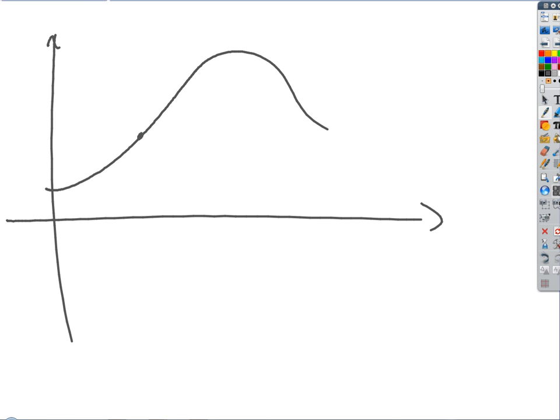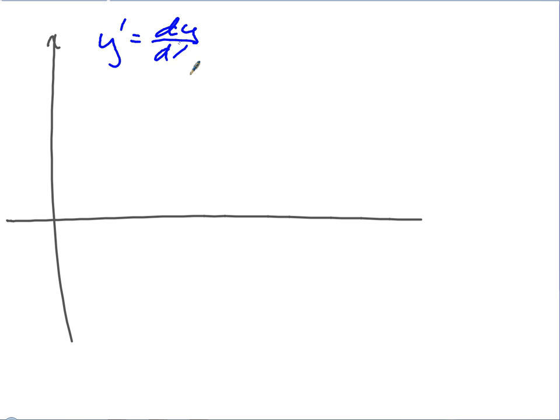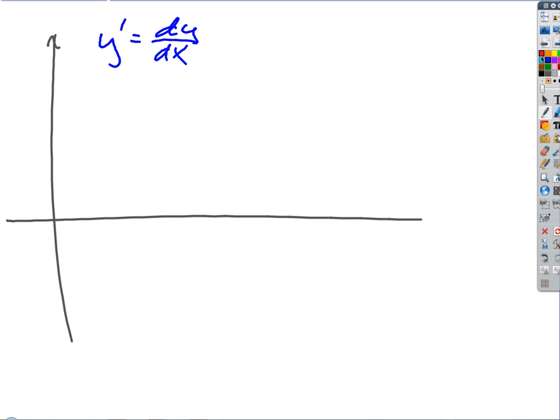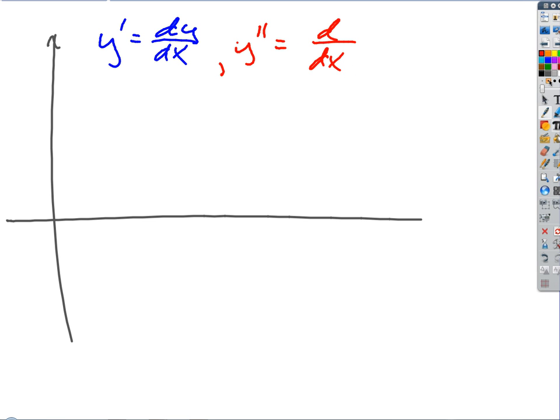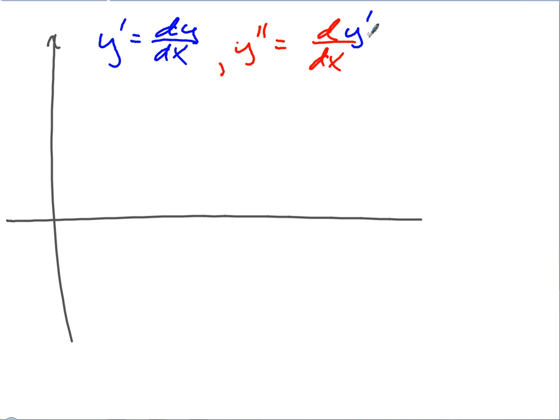So if we define y prime, our first derivative, as dy dx, well then the second derivative is the derivative with respect to x of the first derivative. Okay? Now let's think in terms of rates of change for a second.